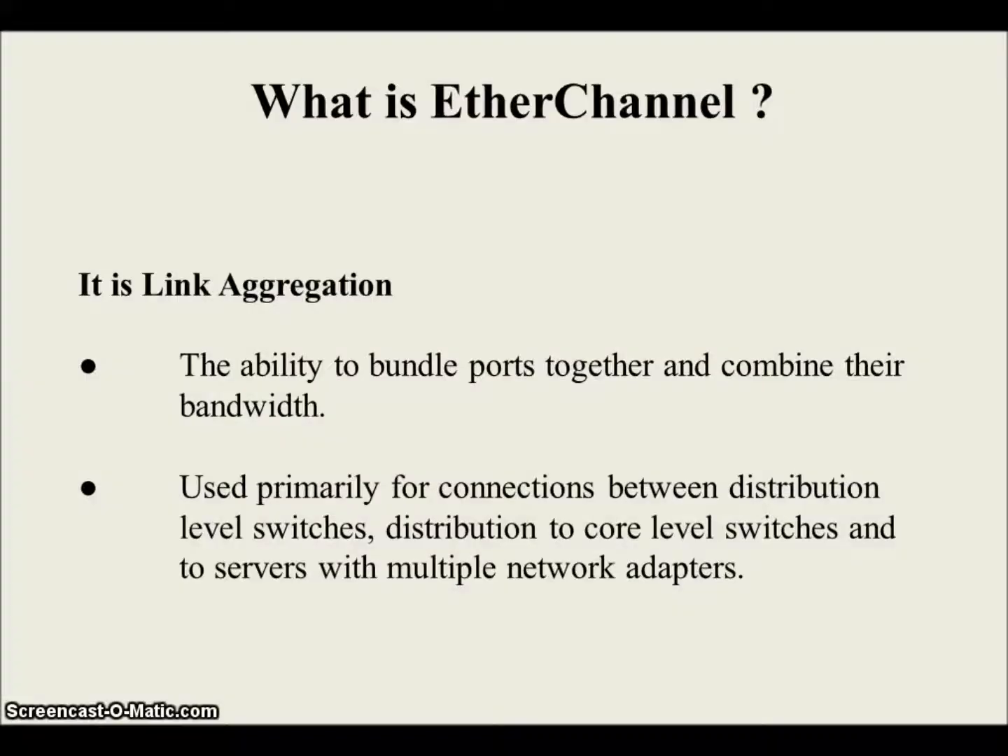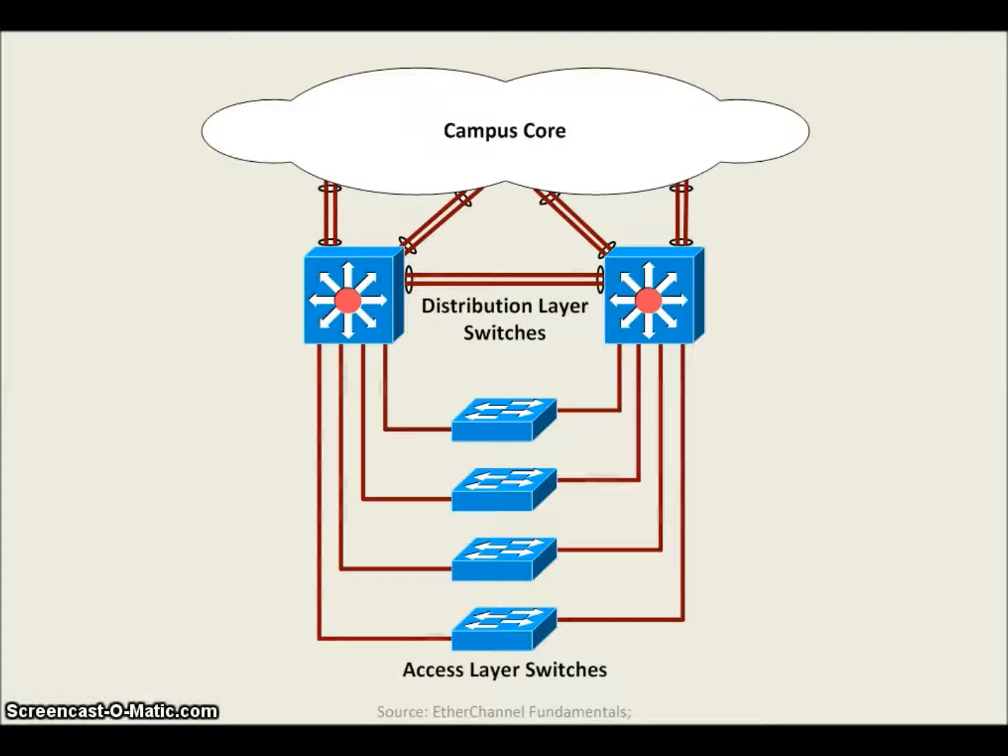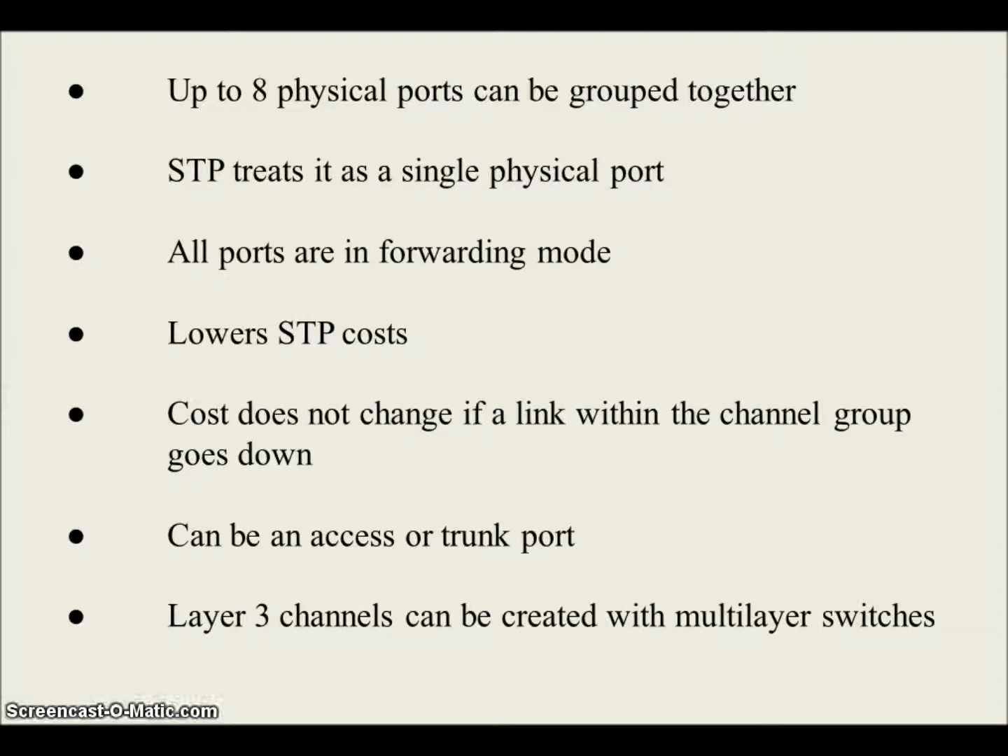What is EtherChannel? It is simply link aggregation, the ability to bundle ports together and combine their bandwidth. Primarily, we use these connections between distribution level switches, distribution to core level switches, and to servers with multiple network adapters. This graphic is from the EtherChannel fundamentals and the bridging materials. It shows the aggregated links from the distribution layer switches to the campus core and between the distribution layer switches as well. With EtherChannel, we can group up to 8 physical ports together.